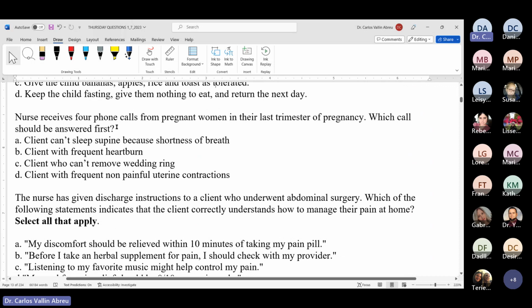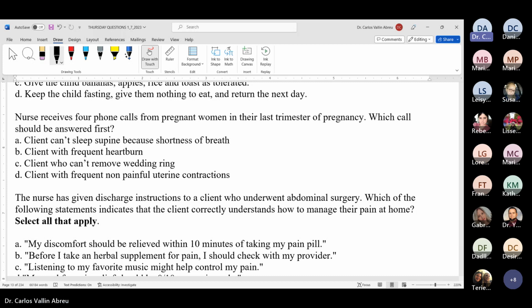A nurse received 4 phone calls from pregnant women in their last trimester of pregnancy. How many are there? 4, at term or last trimester. Okay, which call should be answered first? Client can't sleep supine because of shortness of breath. Client with frequent heartburn. Client who can't remove wedding ring. Client with frequent non-painful uterine contractions. What do you think? C.